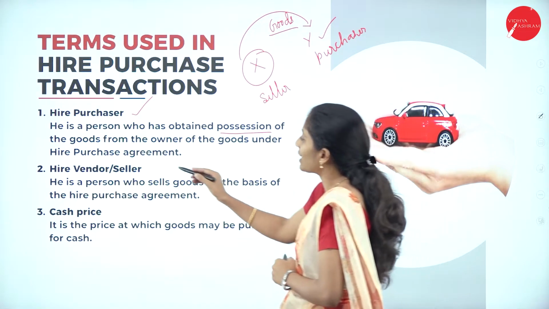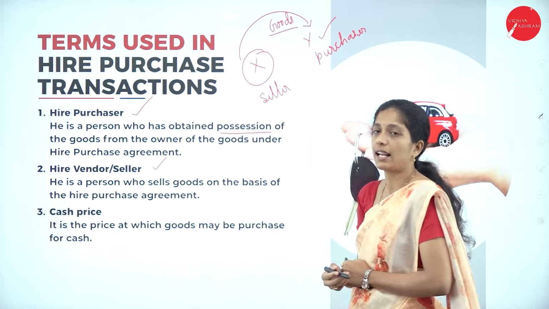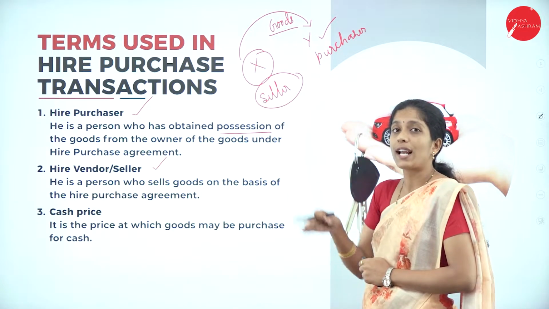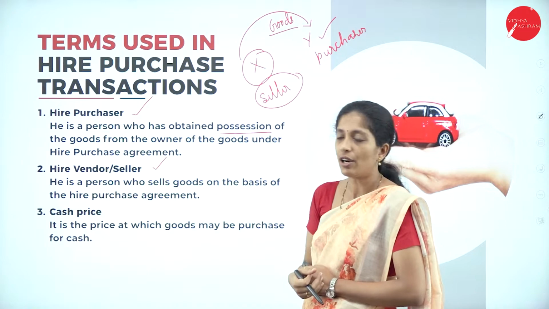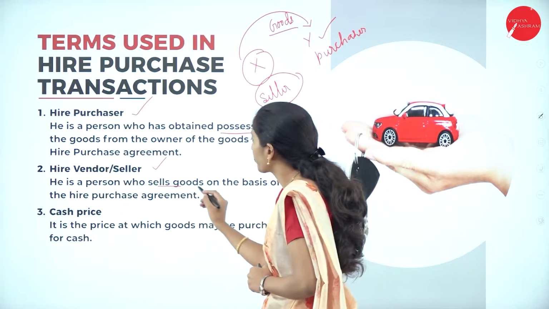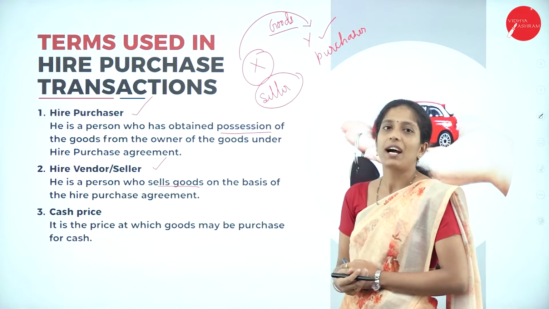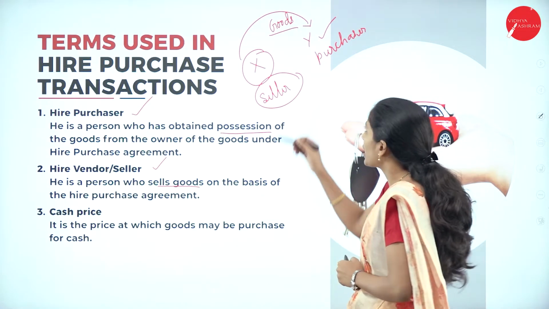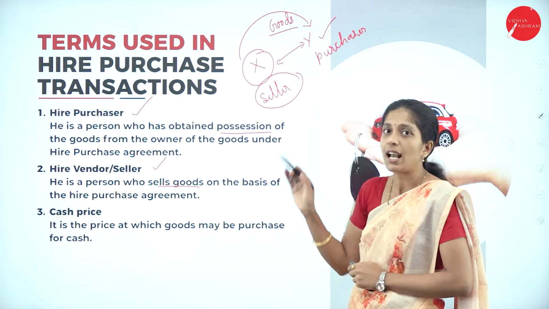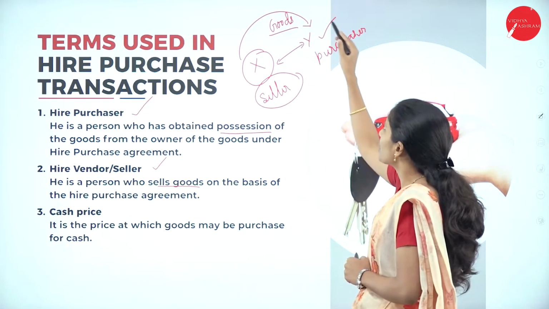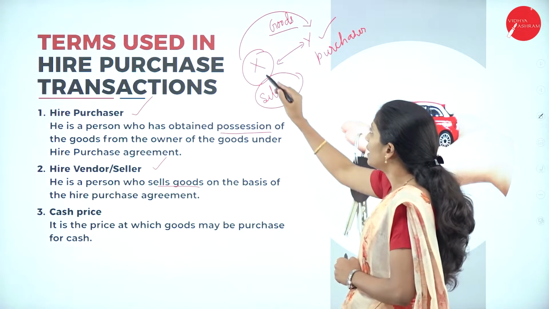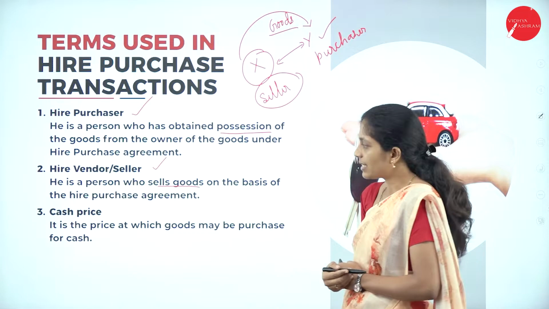Then who is a hire vendor or hire seller? The person who transfers the goods is known as hire seller or hire vendor. He is a person who sells goods on the basis of a hire purchase agreement. The agreement between these two parties is known as the hire purchase agreement, and one who sells the goods on a hire purchase agreement is known as hire seller. Here X is a hire seller.